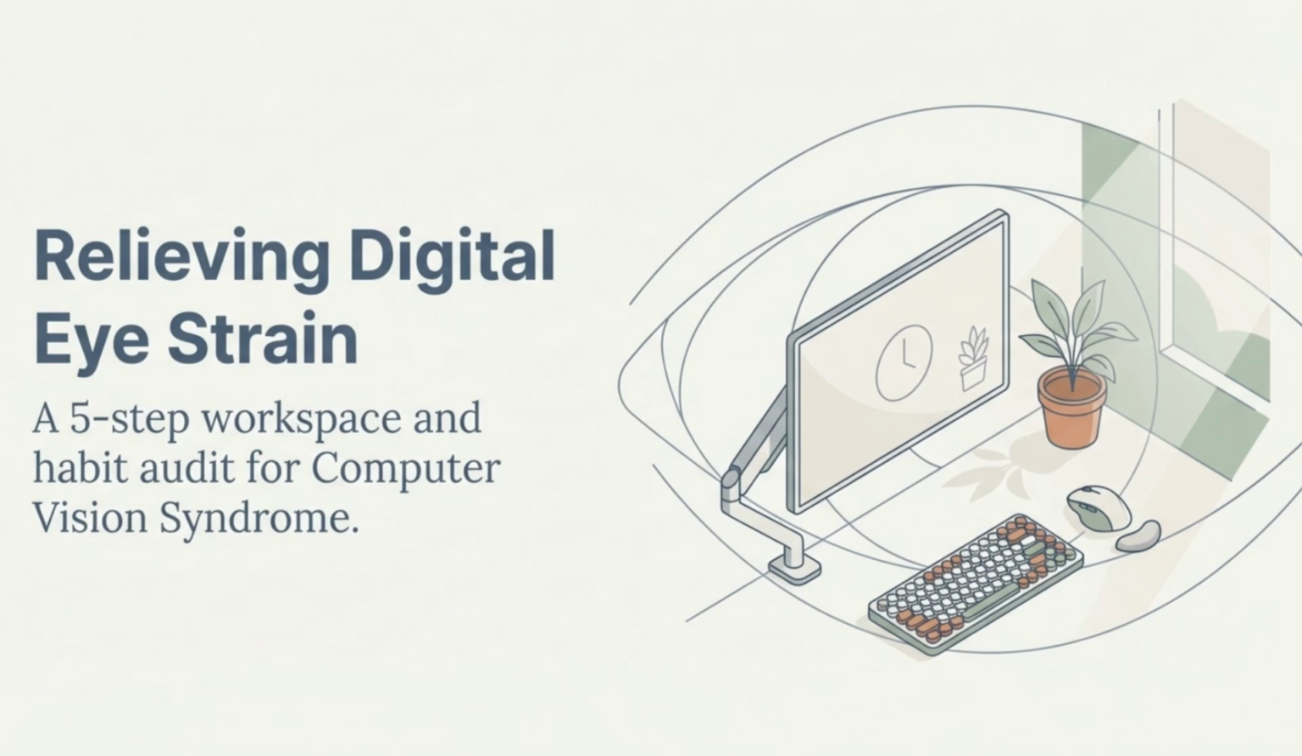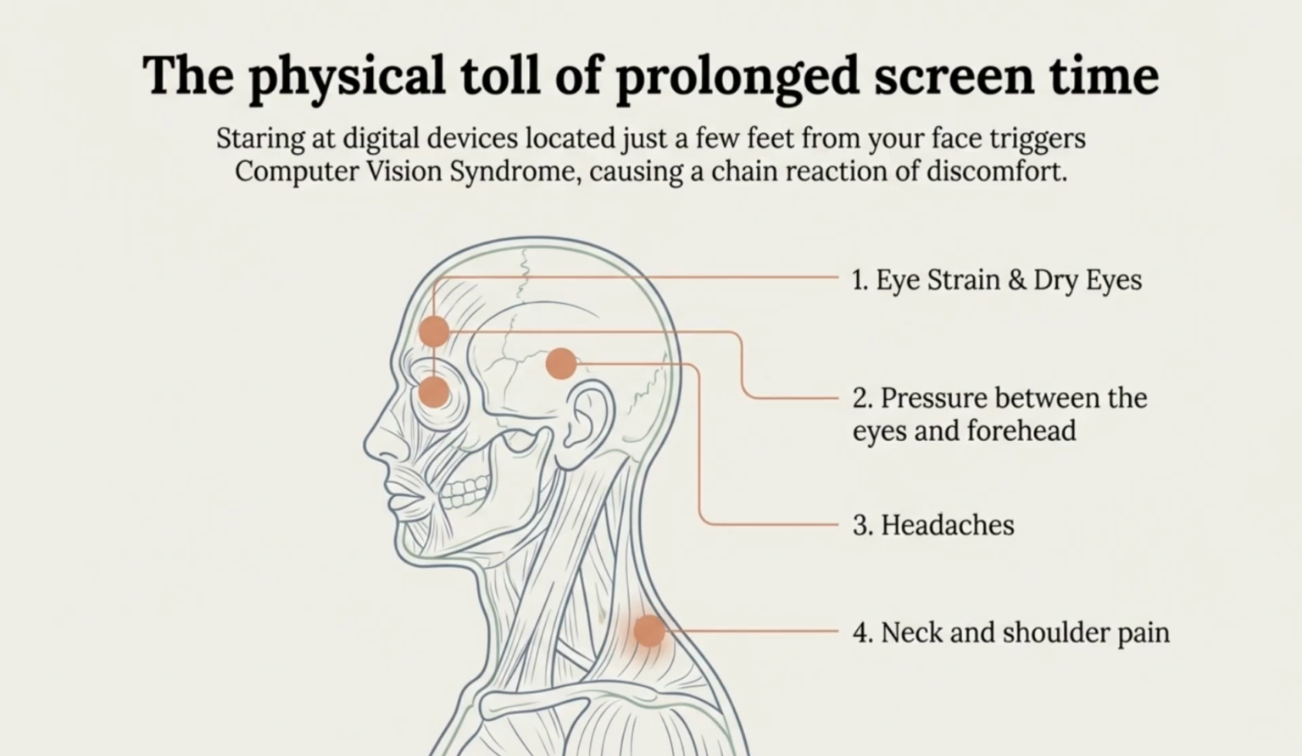This video provides a 5-step workspace and habit audit to help you relieve digital eye strain, also known as computer vision syndrome. Prolonged screen time can take a physical toll. Staring at digital devices triggers computer vision syndrome, which can lead to eye strain, dry eyes, pressure between the eyes and forehead, headaches, and neck and shoulder pain.